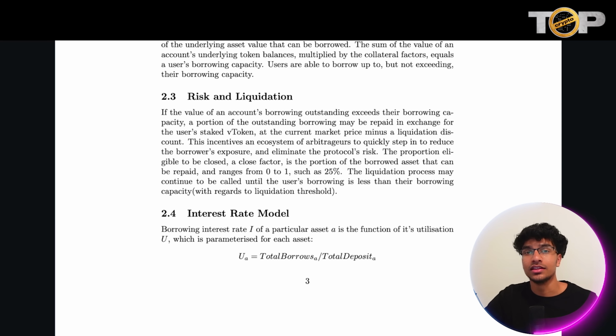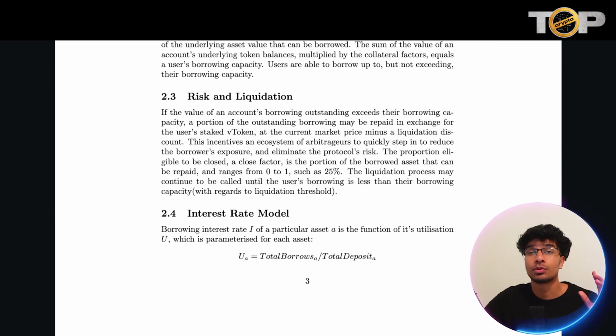Now for risk and liquidation: if the value of an account's outstanding borrowing exceeds their borrowing capacity, a portion of the outstanding borrowing may be repaid in exchange for the user's staked V token at the current market price minus a liquidation discount. This incentivizes an ecosystem of arbitrageurs to quickly step in to reduce the borrower's exposure and eliminate the protocol's risk.